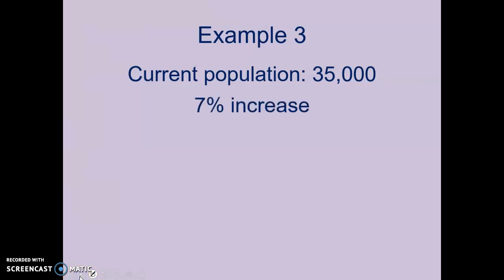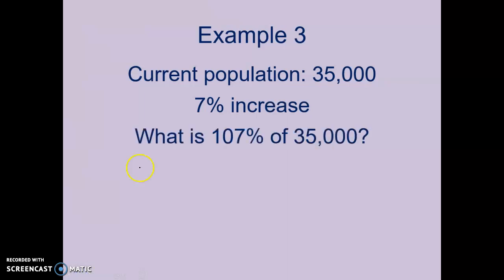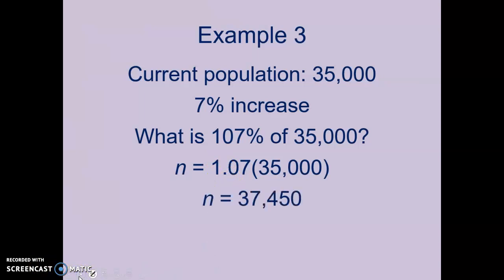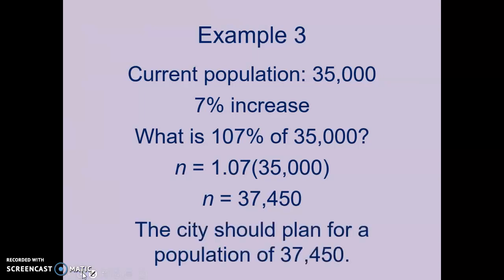So our current population is 35,000, and we know that there's a projected 7% increase. So we know it's going to be 107% of our original population. 100% means keeping what we already have, and then adding another 7% increase. Well, putting that into our calculator or calculating that mentally, 107% as a decimal is 1.07 times 35,000 gets us to 37,450. So we need to plan on an increase of 2,450 people.